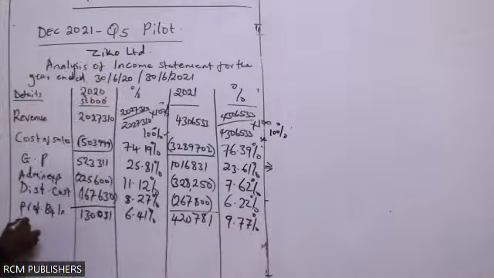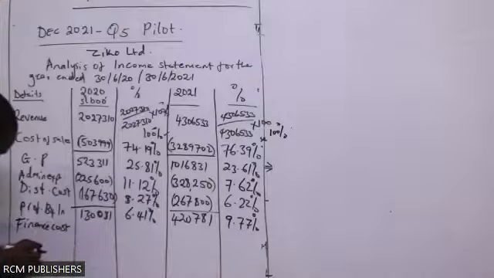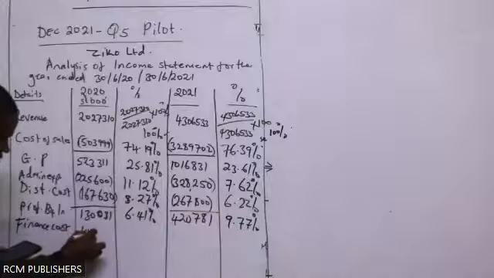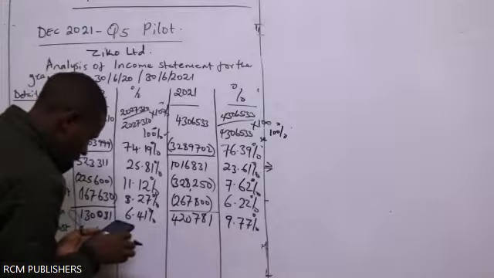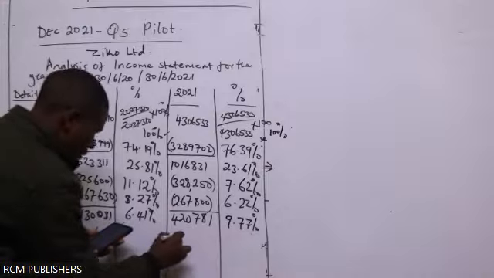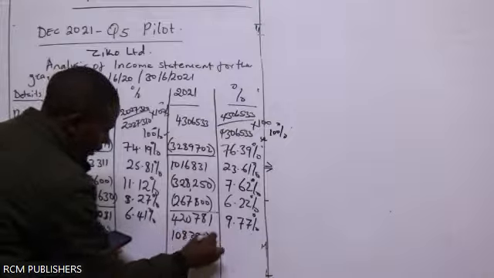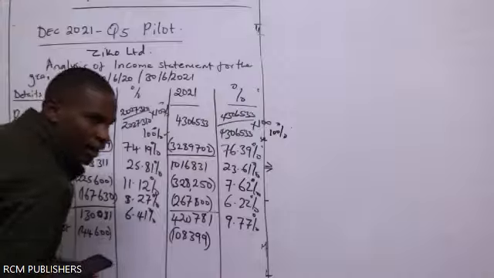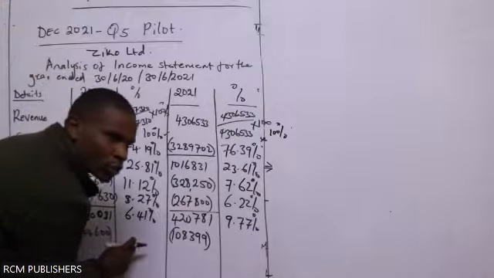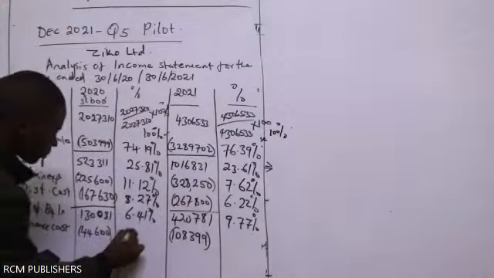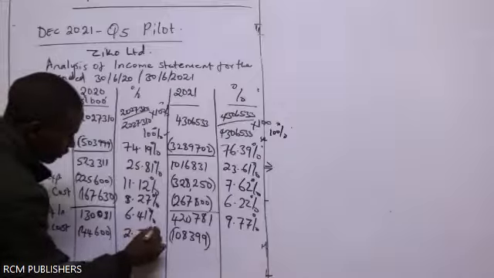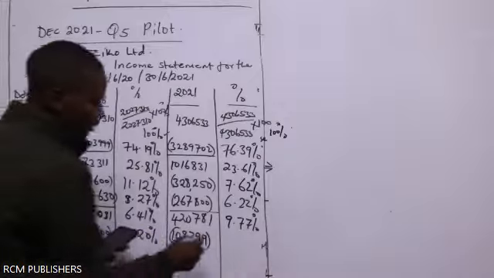Finance cost. They are calling it finance cost. This is very interesting. Finance cost 44,600. And then for this period is 108,399. Patia hii 2.20. Okay, 2.20. Finance cost ya hawa. That's year to that.